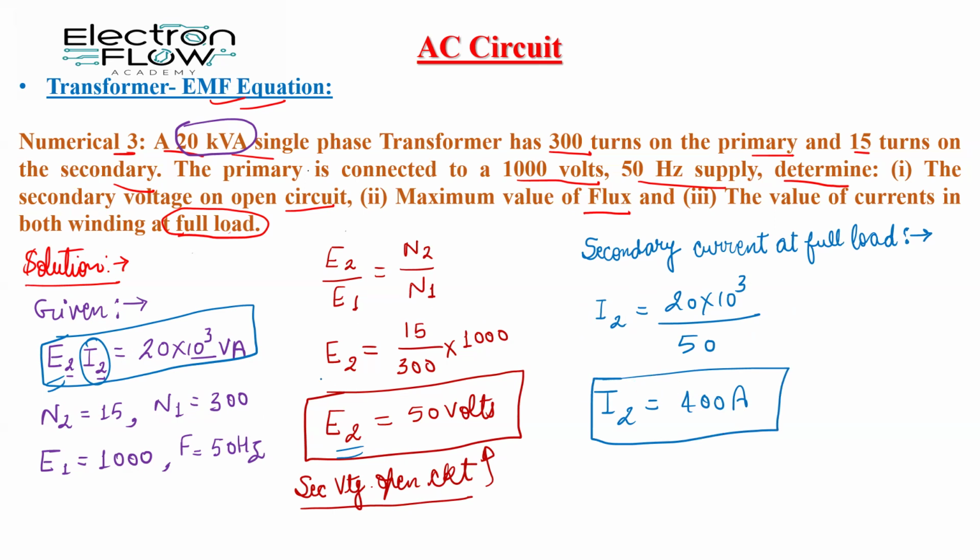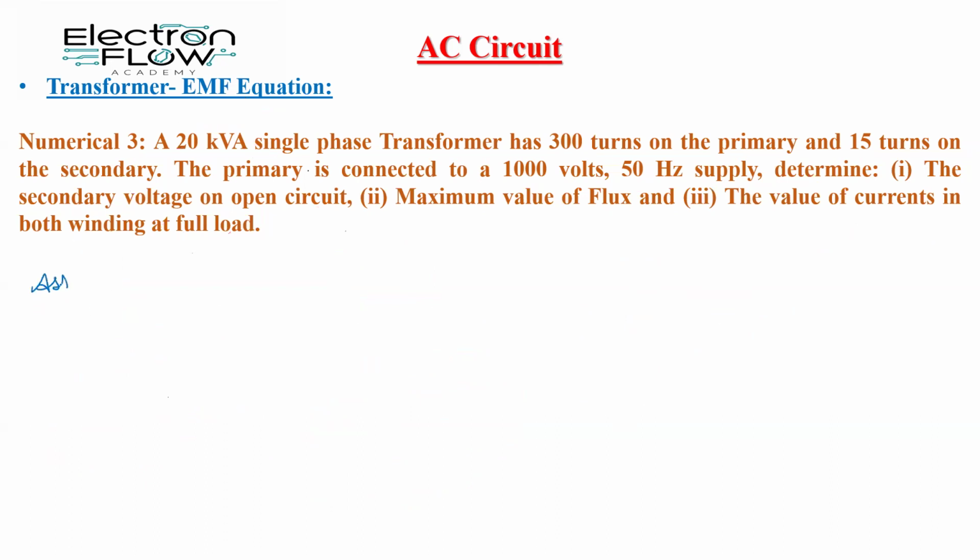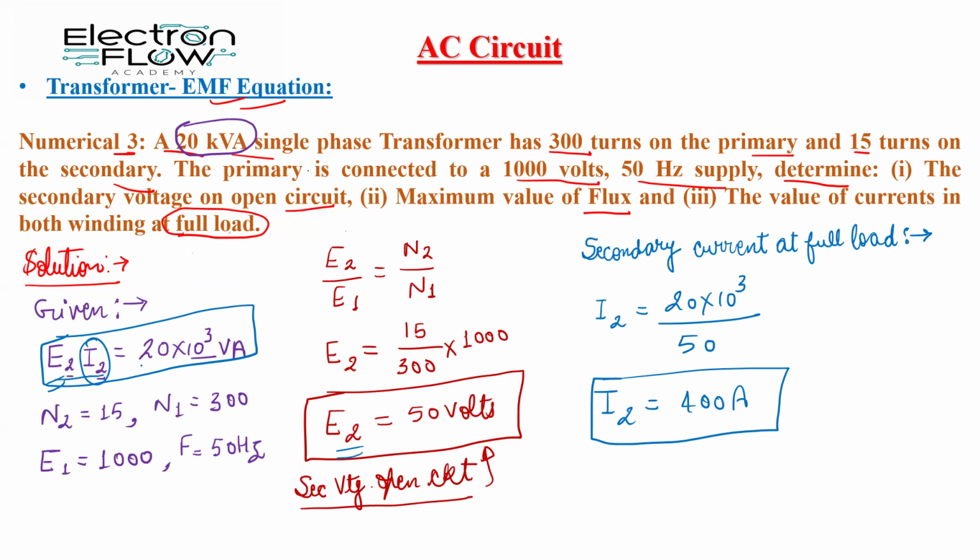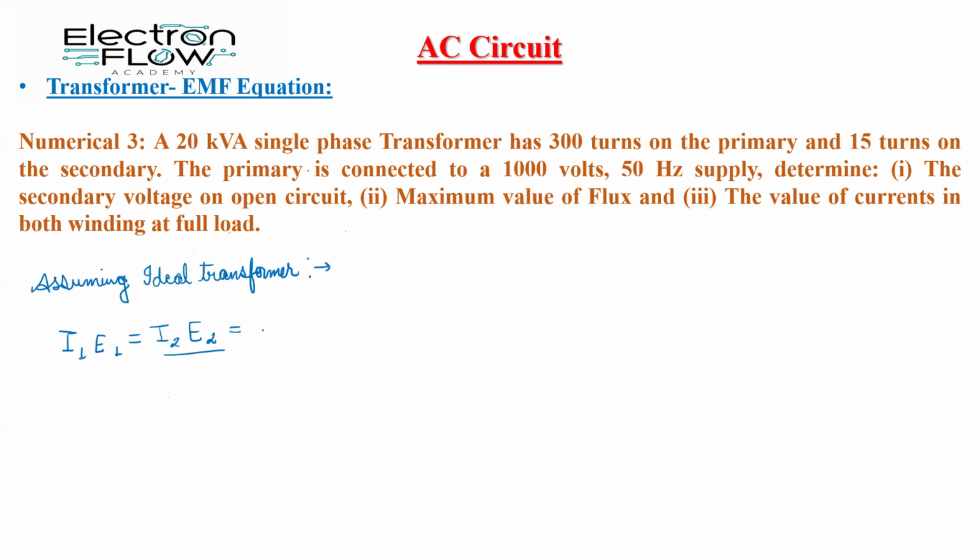Okay, so next thing is that if I assume an ideal transformer, that means there are no losses in the transformer. So that means the expression I1 into E1 is equal to I2 into E2. Okay. So we know the value of E2 into I2, which is equal to 20 kVA. This is given to us. When we say that the transformer is lossless or ideal, that means the primary power is equal to the secondary power. So this expression is equal to 20 into 10 to the power 3.